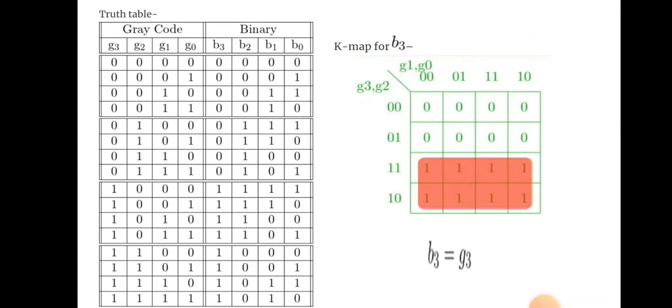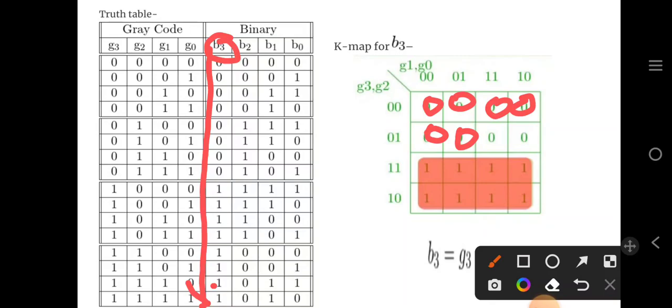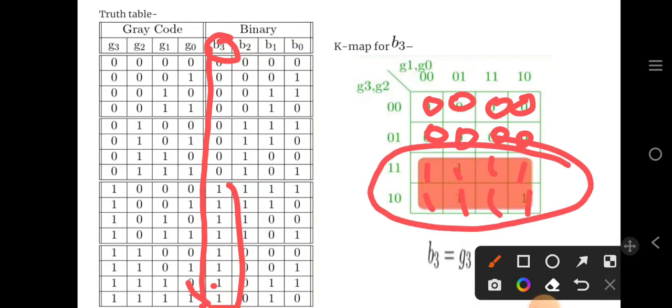Now the K-map for B3. For that you need to refer this column, put all these bits in the K-map. So 8 times 0 means 0 0 0 0 0 0 0 0, and 8 times 1, so 1 1 1 1 1 1 1 1. Now making the group of ones. So this will be a larger group of 8 ones.